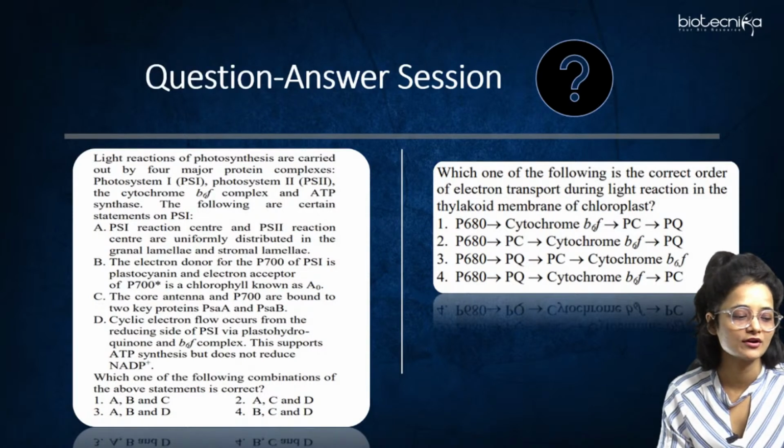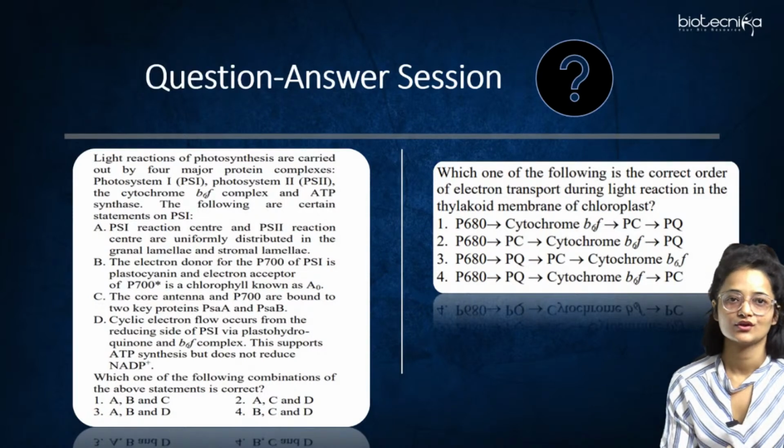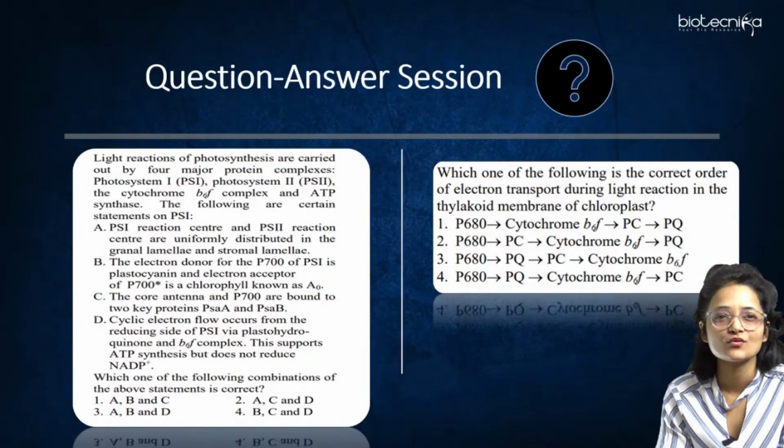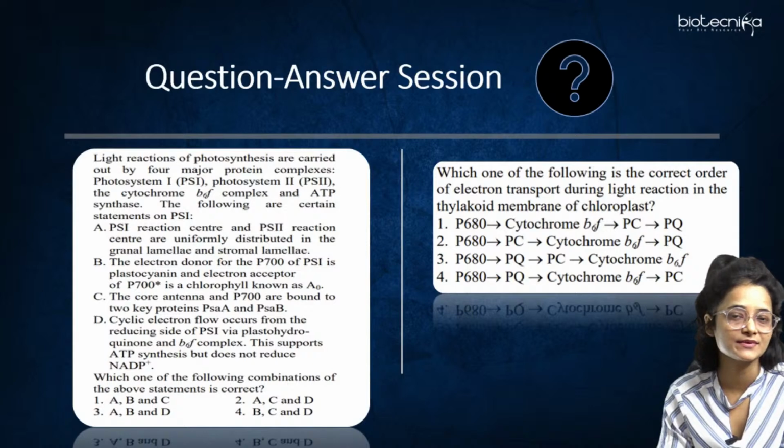So majority are saying 3, right? So why do you think option D is correct and option C is not correct? Because we have studied when we compared PS1 and PS2 that the core antenna and the P700 are bound to 2 key proteins, PSA-A and PSA-B. That we have studied, and C is the correct option here.